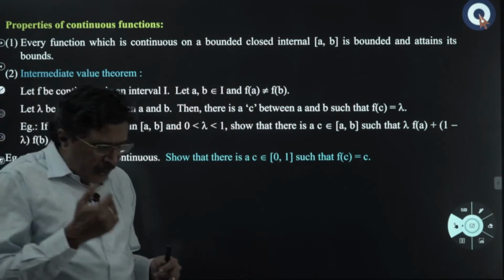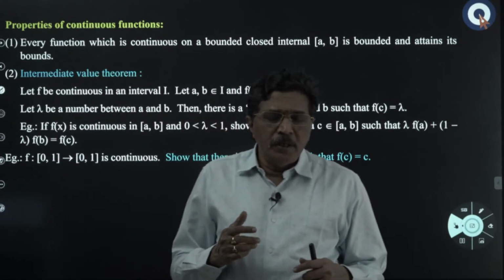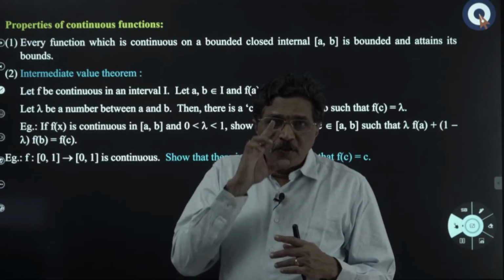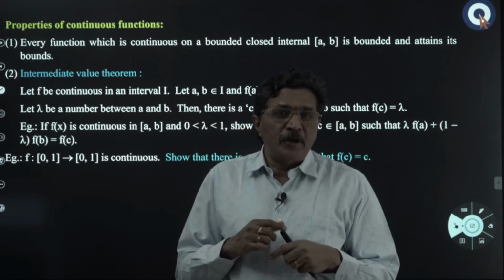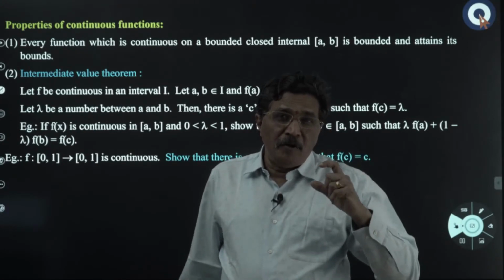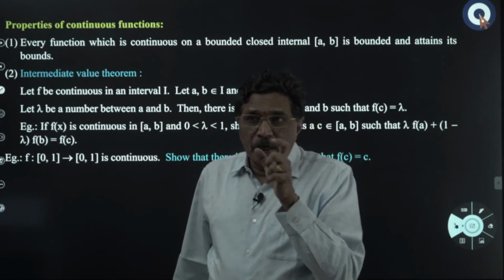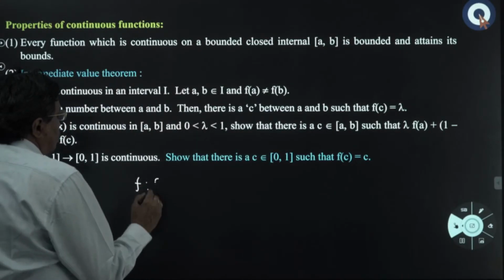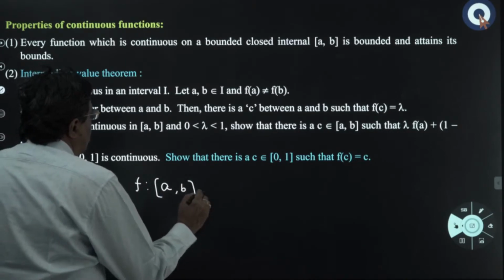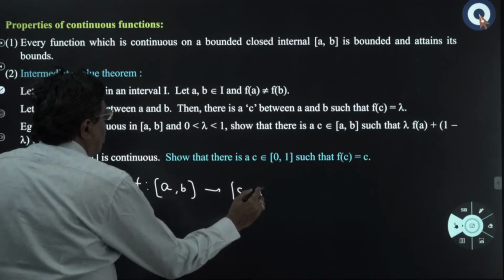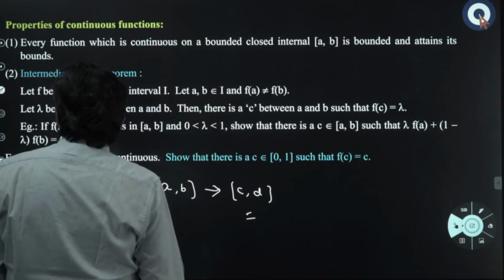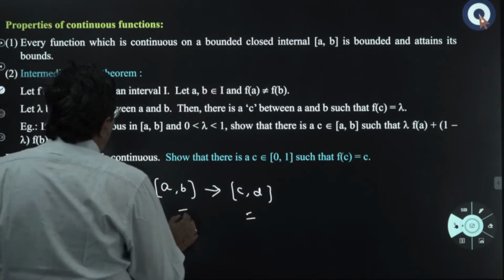The property, once again, let me repeat. Every function which is continuous on a bounded closed interval [a, b] is bounded and attains its bounds. That means if a function f has the domain which is the closed interval [a, b], then the range has to be a closed interval [c, d]. The converse of this need not hold. Remember this. Don't make any extensions to this theorem. This is a theorem which has its own proof.